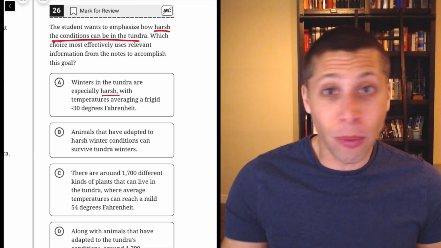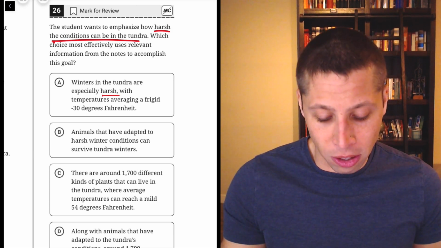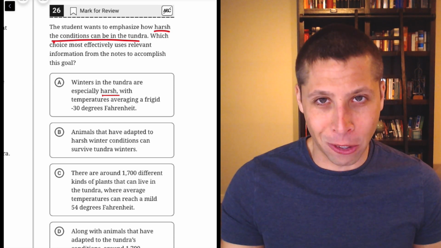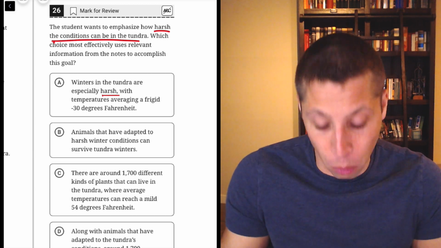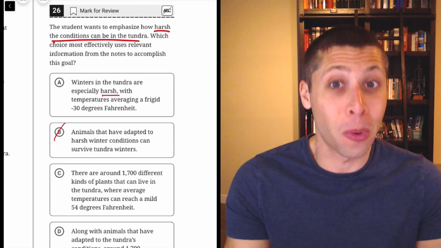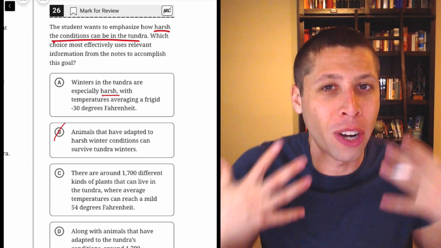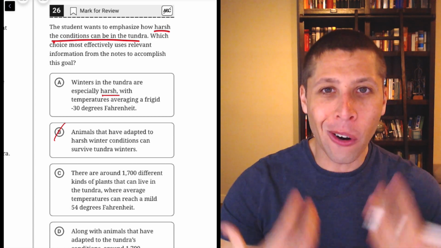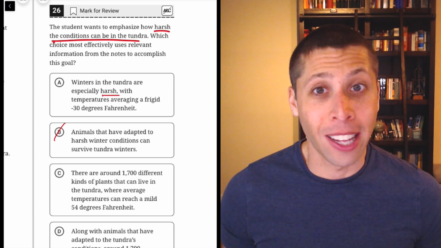Whereas if we look at A, let's compare. How easy is it to connect this back to the question? We need to mention harsh conditions in the tundra. Winters in the tundra are especially harsh. That's it, right? We don't have to do any work. The choice is doing the work for us. So when you have those decisions, especially if you get down to two answer choices for some hard questions, usually the one that has the path of least resistance is the right one. So try to get your sense of how hard you're working to make a choice fit with a question. The harder you're working, the less likely that choice is right.